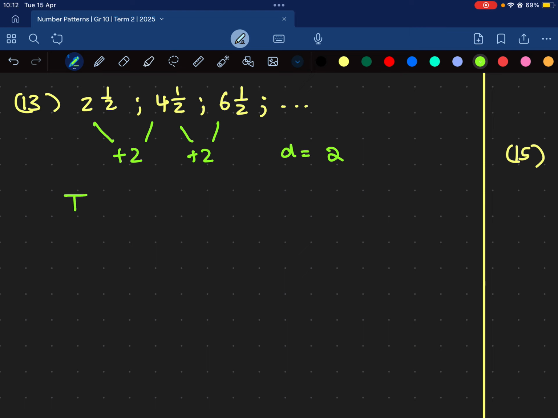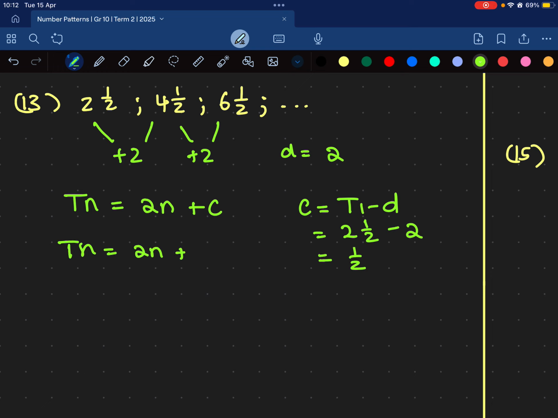So Tn would equal 2n plus c. Okay, I'm going to do the first method, which is c is equal to T1 minus d. T1 is 2.5 minus the difference, which is 2. So you're going to be left with a half. So then Tn is equal to 2n plus a half. So T100 is 2 times 100 plus a half.